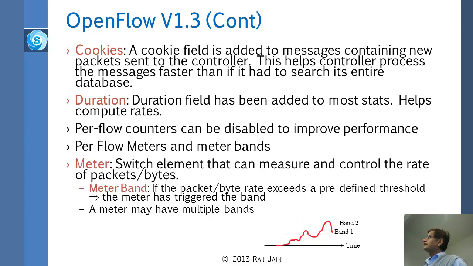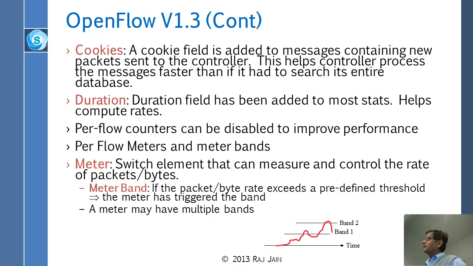Per flow counters can be disabled to improve performance. Previously the counters were per flow, and you had hundreds and thousands of flows, and you had hundreds of thousands of counters, and these people were busy counting than doing the work. Right? So they said, okay, all right, let's forget counting that much. So you don't have to have per flow. We could just do with the per port is fine, or per switch is fine in some cases. So basically per flow counters can be disabled.